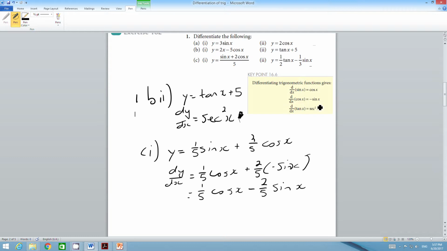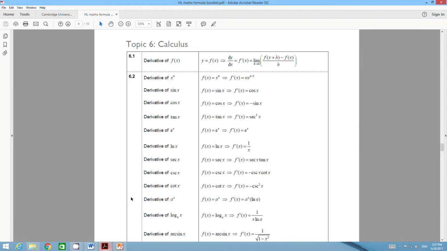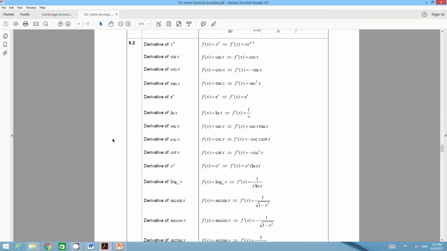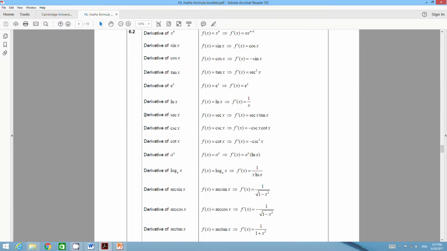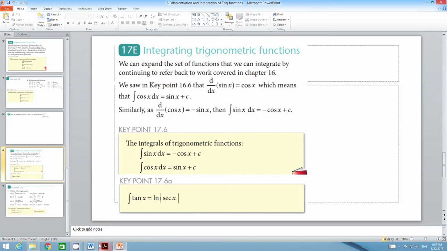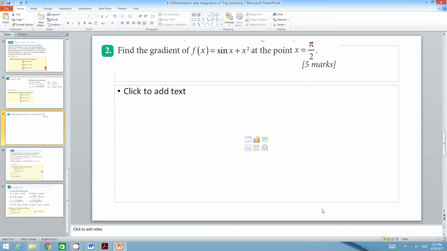So when you want to differentiate, it's actually very simple. These are only the simple or the basic trigonometric functions, sine, cosine, and tangent. If you look at your formula booklet, you will see here that in the next chapter we're going to do the derivative of secant, cosecant, and cotangent. So there are some more difficult derivatives of trigonometric functions. Then let's go back to the PPT. Okay, so we've taken a look at that.